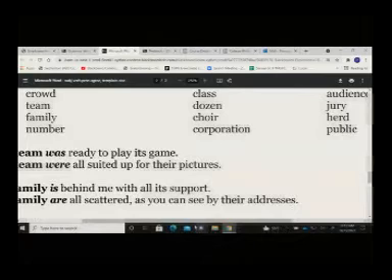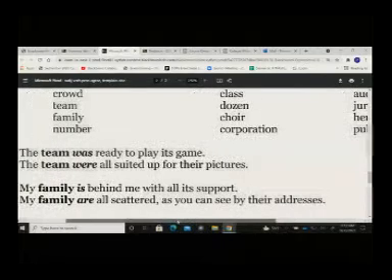And so they give you an example down here, and they talk about the team was ready to play its game. Really? You know, the team's going to have, let's see, 5, 9, 11 players on its team. They're not all going to play different games at the same time. They have to play only one game, so that's why it has to be singular. But the team were all suited up for their pictures. Guess what? They can't all wear the same uniform. They have to be in different uniforms. And the same thing is this. My family is behind me with all its support.